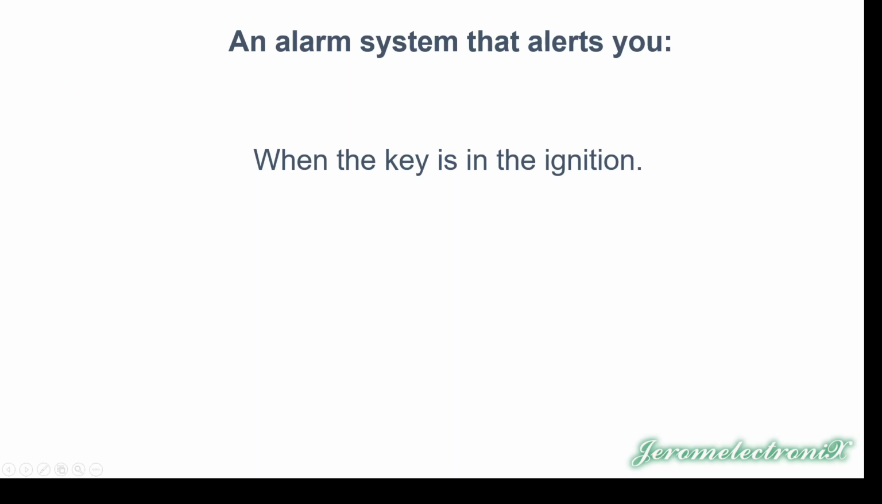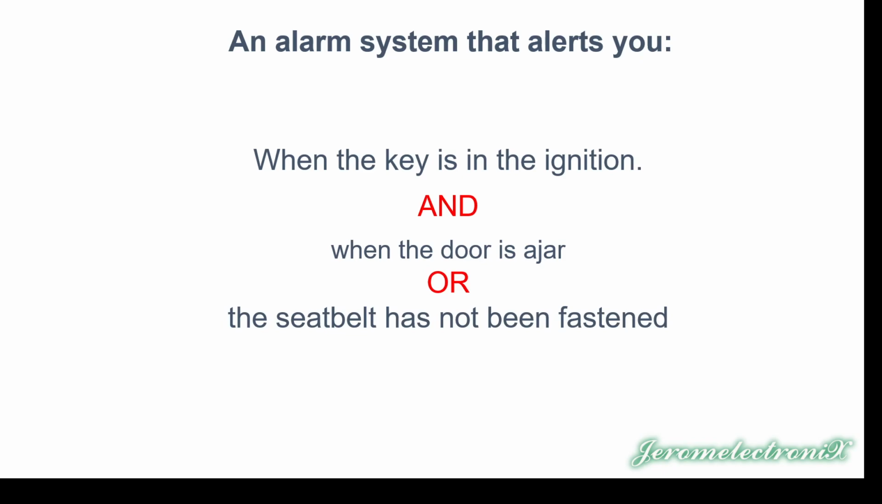And we can represent that if we use a sensor to tell whether or not the key's in the ignition. And when the door is ajar, of course, that means that the door is slightly open. And of course, because either condition is dangerous, when the seat belt has not been fastened. How many sensors are we going to need? We're going to need 3. We're going to need a key sensor, a door sensor, and a seatbelt sensor.